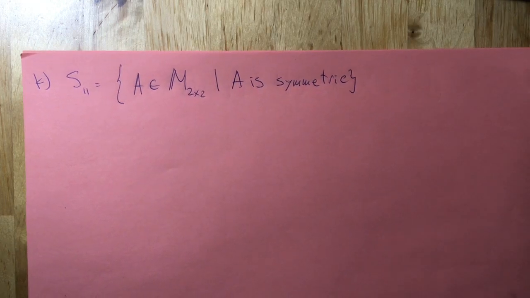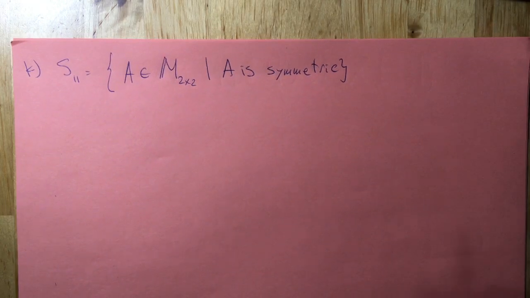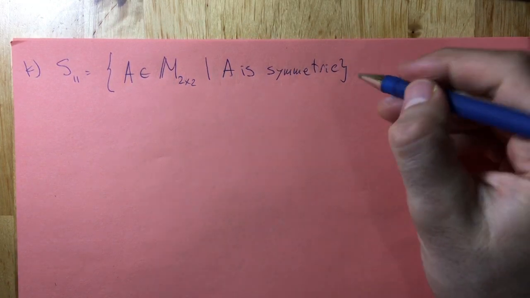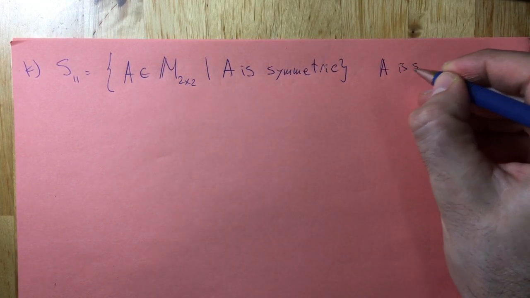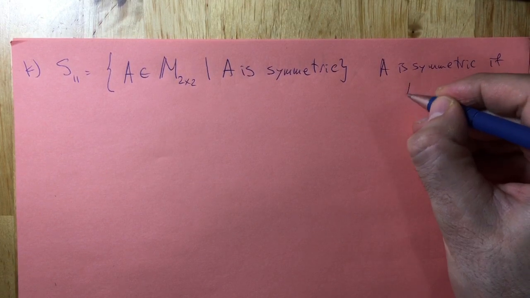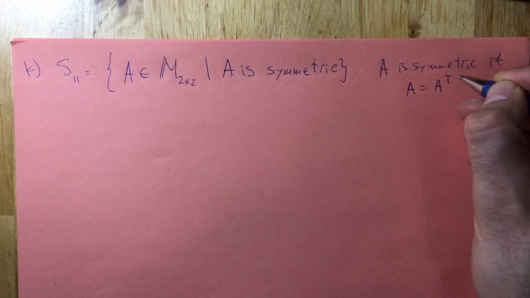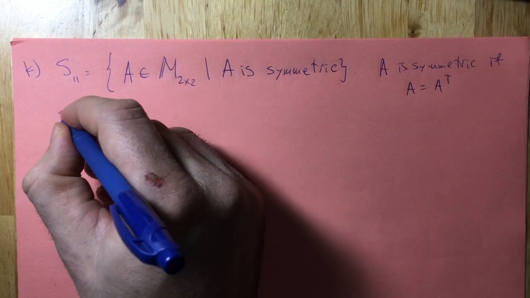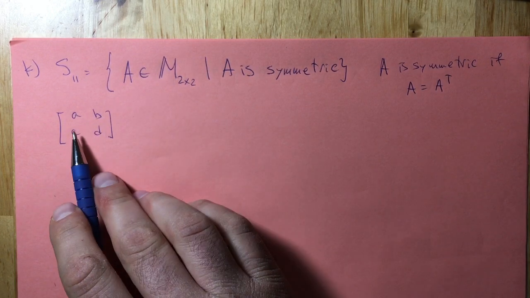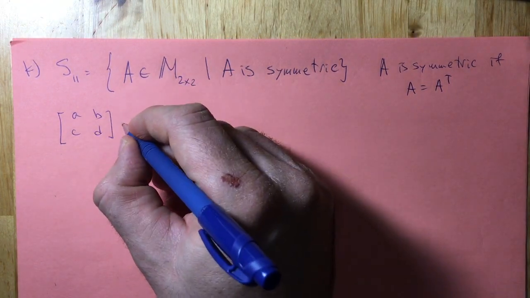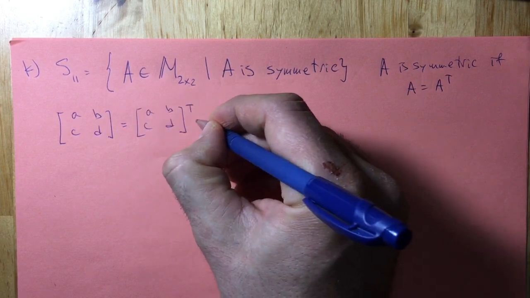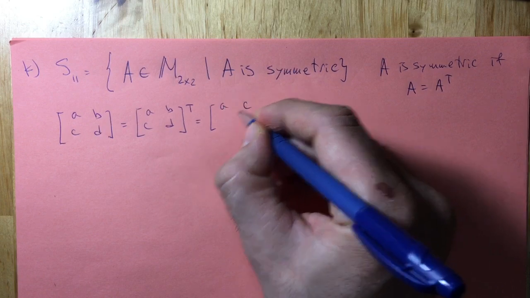The next set is the set of all the 2 by 2 symmetric matrices. Let's just recall that A is symmetric if A is equal to A transpose. Let's see what this means. This is the general 2 by 2 matrix, A, B, C, D. If I find its transpose, it has to be equal to it, and the transpose is A, C, B, D.